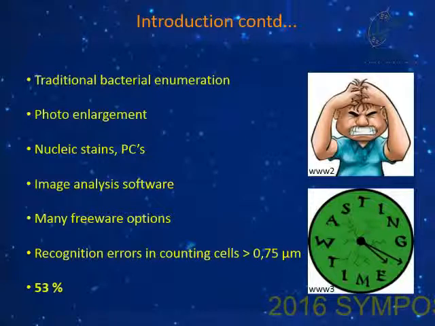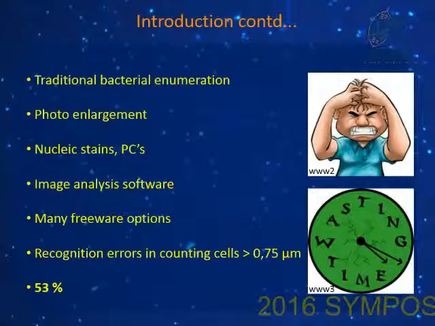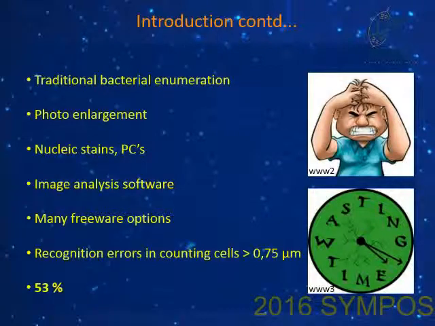So traditionally, when we count bacteria, you either enlarge them on a photo, or you have to count them physically on the screen or through the microscope. Now, we've invented nucleic stains that shine them nice and bright and blue, so you can see them against the background. And with personal computers and image analysis software that have come about, there's quite a lot of them out there.